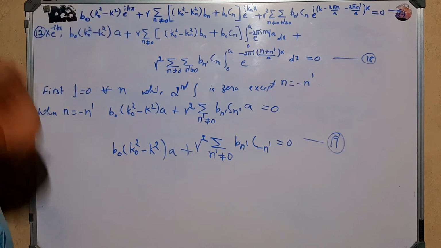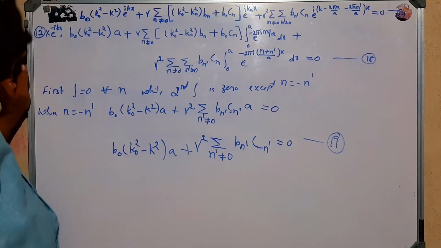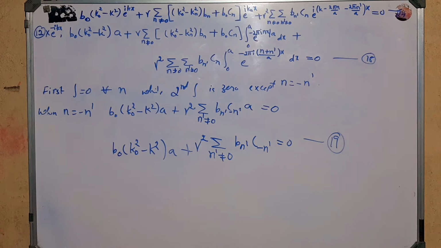And finally, we have obtained the expression for wave function psi of x, that is equal to b naught into e to the power ikx into 1 minus gamma sigma cn by k square minus kn square, e to the power minus 2 pi inx by a. That was the equation number 17. So till equation number 17 we have discussed. Today we will continue our discussion.